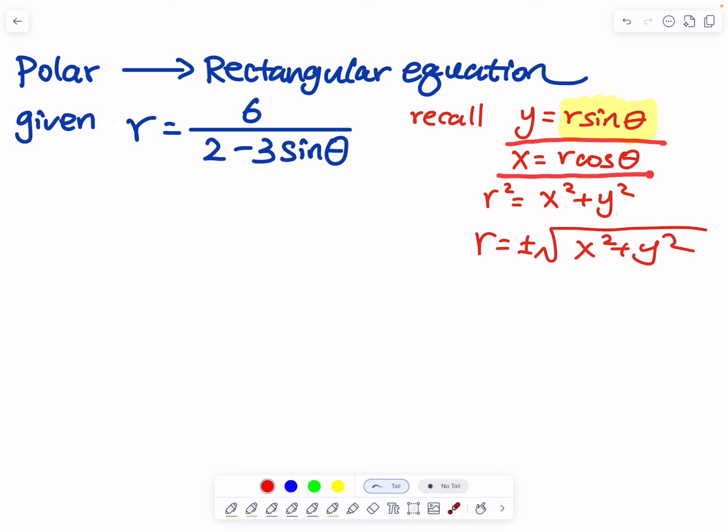r sine theta, x is equal to r cosine theta, r squared is x squared plus y squared, and then you can take the square root on both sides because r squared is even. That's why you have to use the plus and the minus.